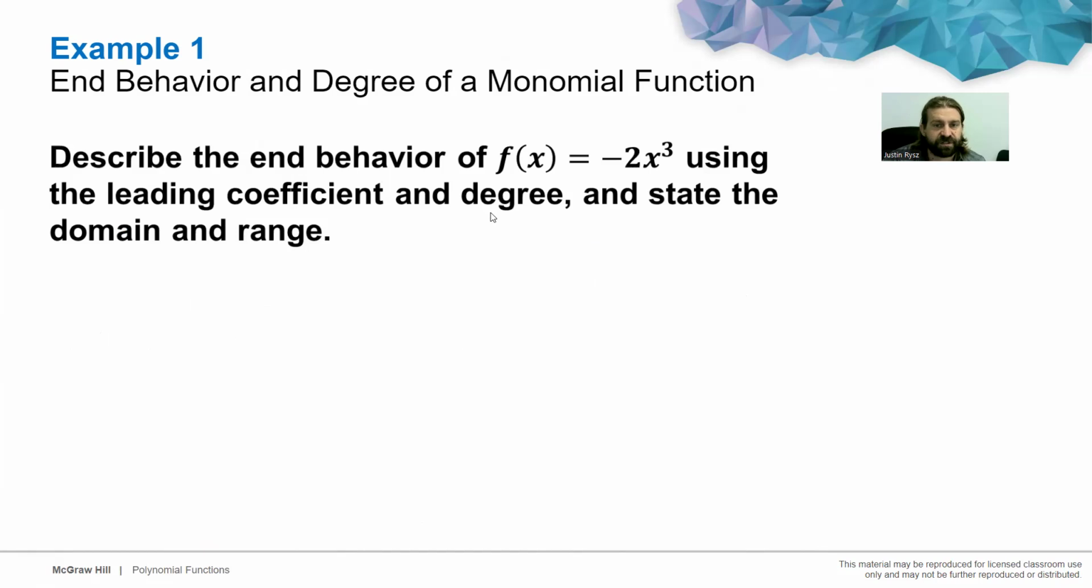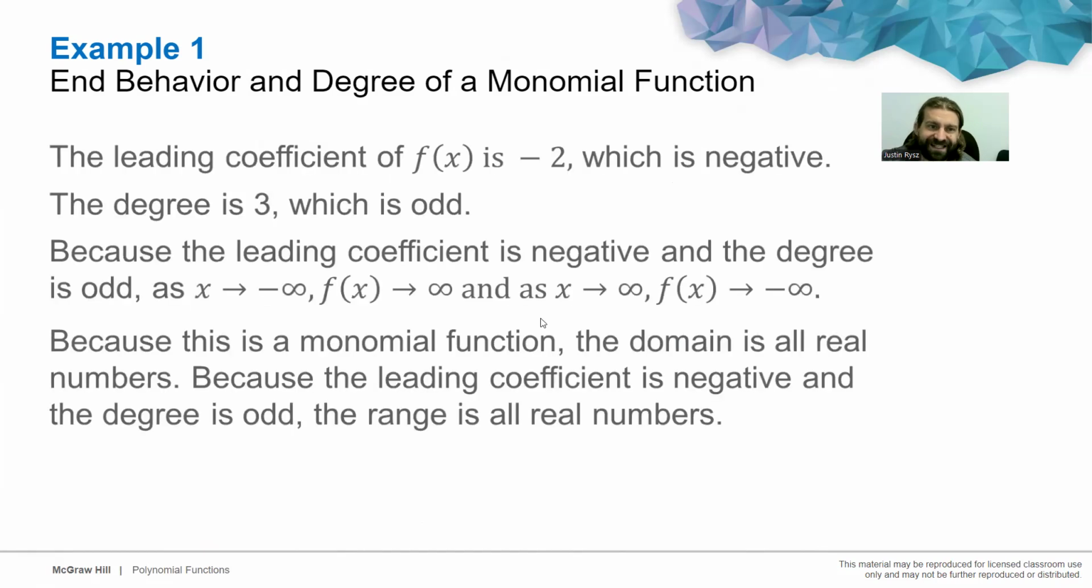So what we're going to do here first is look at this. Let's describe the end behavior with this leading coefficient of -2 and an odd degree, and then state the domain and range. All right, since the leading coefficient is -2 and it's an odd degree, we're going to start at the left up high and work over to the right down low. This is a monomial function, so the domain is all real numbers, and since the degree is odd, the range is also all real numbers.